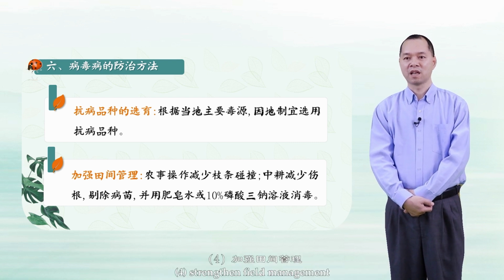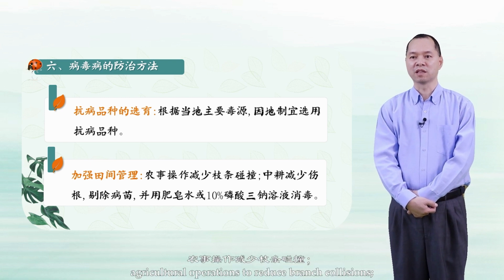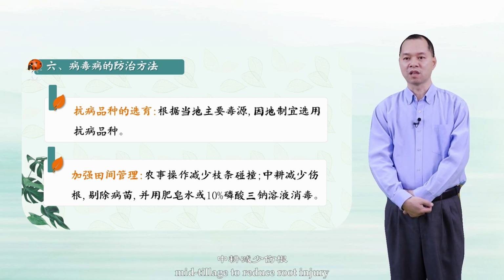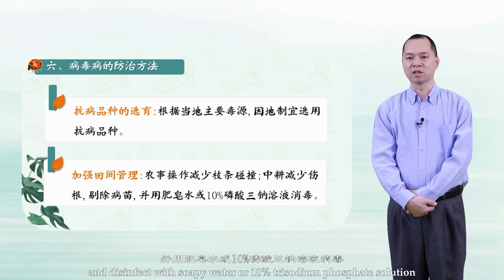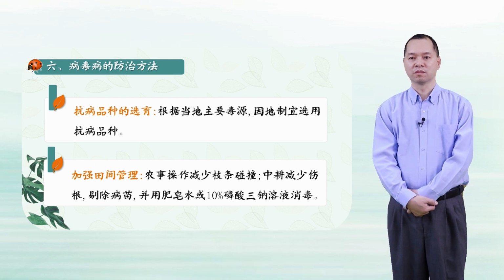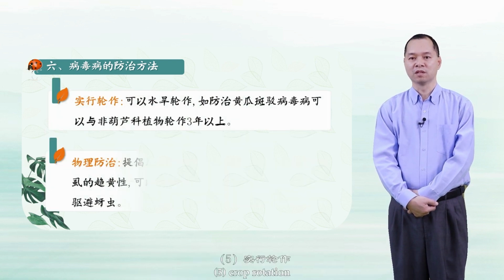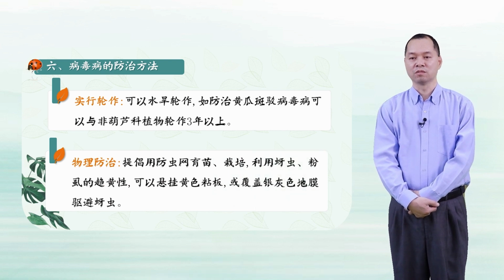4. Strengthen field management. Agricultural operations to reduce branch collisions, mid-tillage to reduce root injury, remove diseased seedlings, and disinfect with soapy water or 10% trisodium phosphate solution. 5. Crop rotation can be done in water and dry rotations.